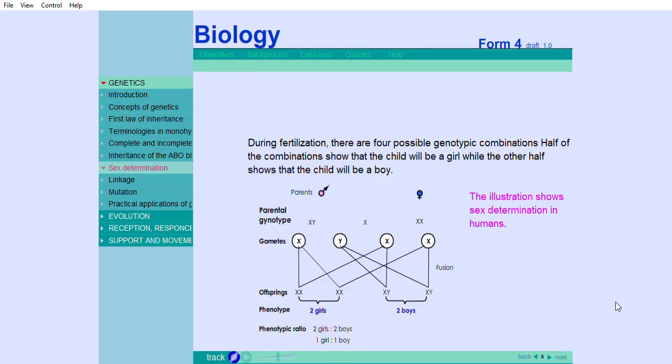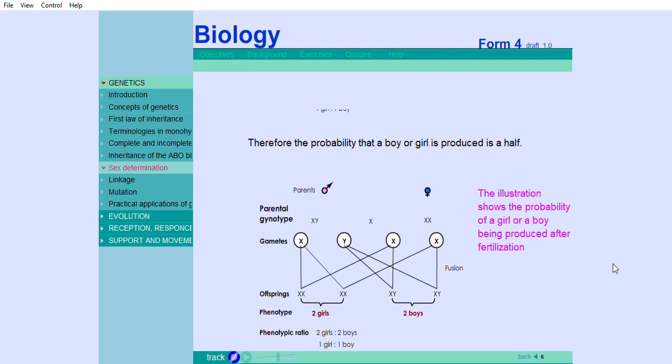During fertilization, there are 4 possible genotypic combinations. Half of the combinations show that the child will be a girl, while the other half shows that the child will be a boy. The illustration shows sex determination in humans. Therefore, the probability that a boy or girl is produced is a half. The illustration shows the probability of a girl or a boy being produced after fertilization.